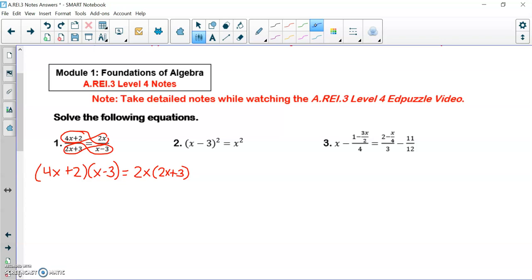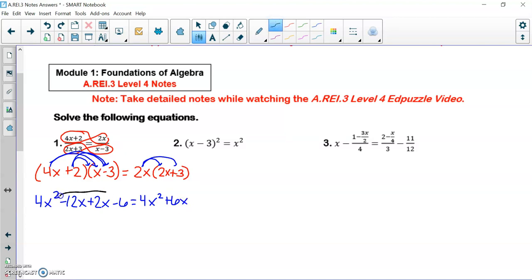All right, using the FOIL method for this one, first terms of 4x times an x is going to be 4x squared. Outer terms of 4x times a minus 3 is a minus 12x. Inner terms, a plus 2 times an x is a plus 2x. And last terms, 2 times a negative 3 is a minus 6. And that will equal, I'm going to distribute in my second one, 4x squared plus 6x.